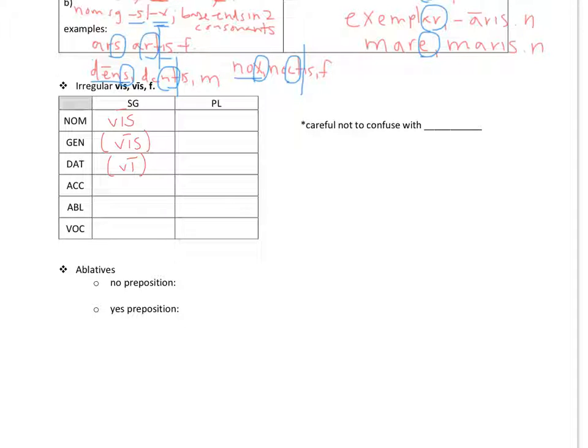But anyways, going on, the accusative is the other important one to know. And this one we actually do have examples of. It's vim. And if anybody has ever heard of the phrase vim and vigor in English, that vim is our vim right here. So that's where we get the phrase vim and vigor. And then the ablative, which once again we do have examples of, is vi. And of course the vocative is just going to be vis. Nothing abnormal about that.